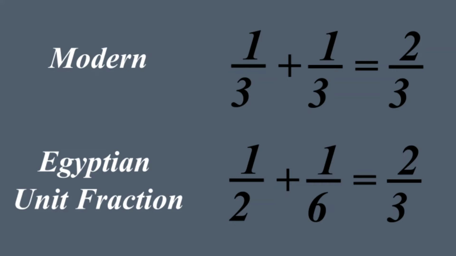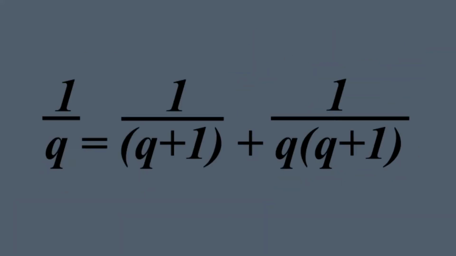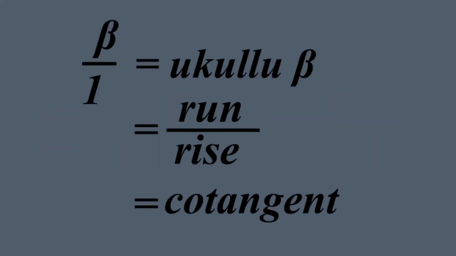Each addend was distinct and unique. They found that any unit fraction could be expressed as the sum of some two other unit fractions by this formula: 1 over q equals 1 over q plus 1 plus 1 over q times q plus 1. Given this formula, let's take another look at BEST.